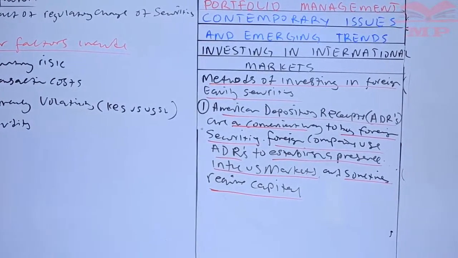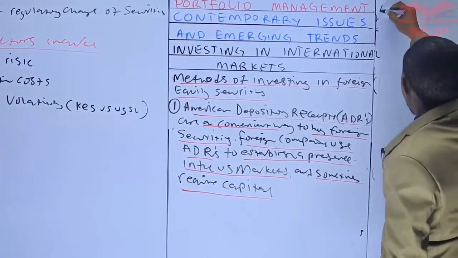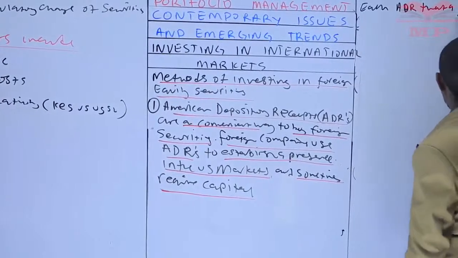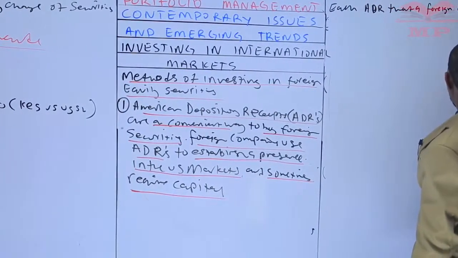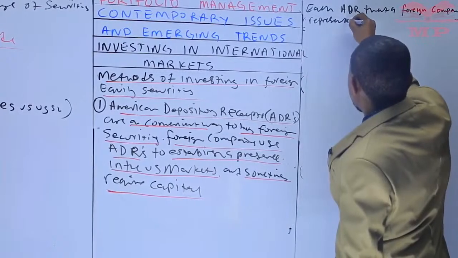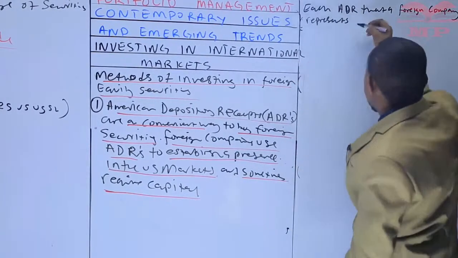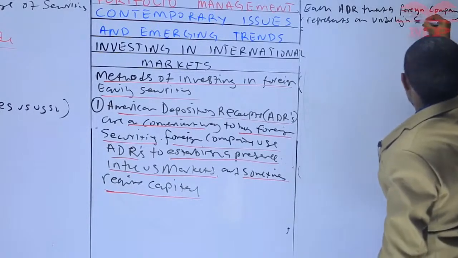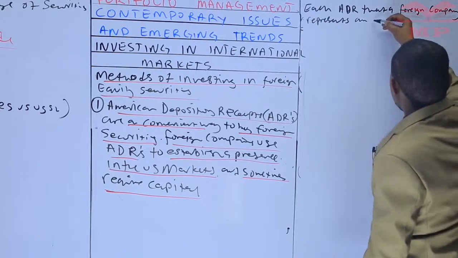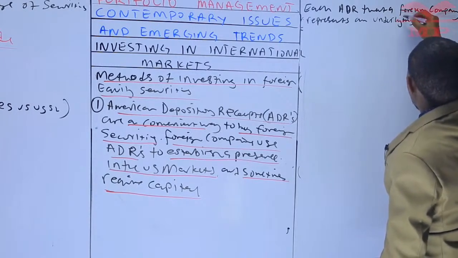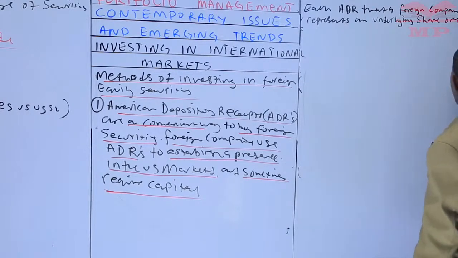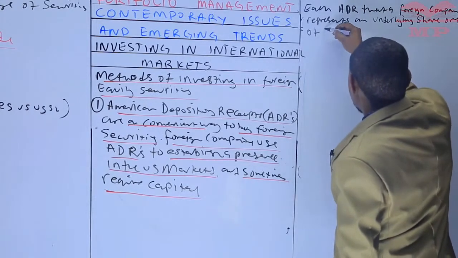So we say that each ADR that a foreign company issues represents an underlying share or a number of underlying shares.